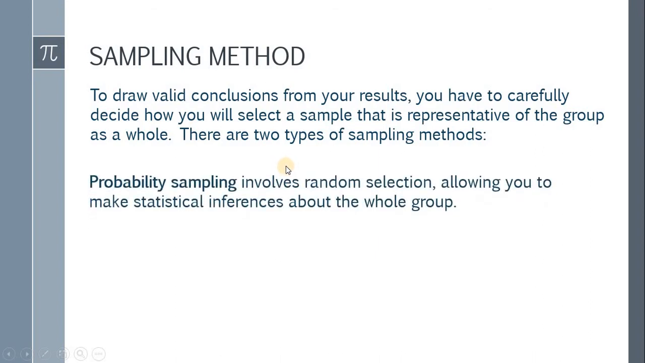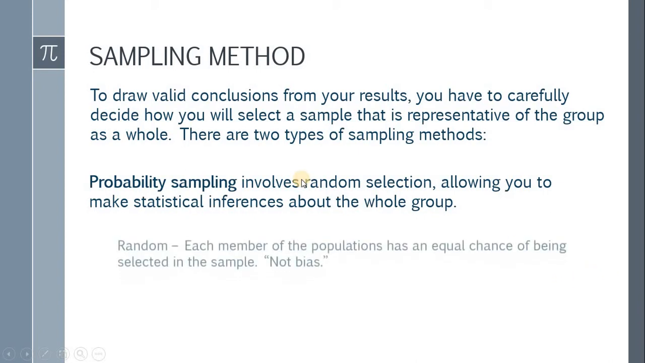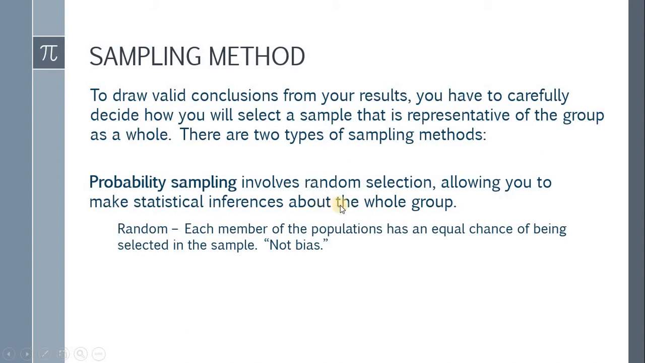The first one is what we call probability sampling. It involves random selection, allowing you to make statistical inferences about the whole group. When we say the word random, pag nabasa natin yung word na random, ang ibig sabihin niyan is not biased. Or simply, each member of the population has an equal chance of being selected in your sample. So, walang special. Kumbaga, lahat ay merong equal chance na maging parte ng iyong sample.